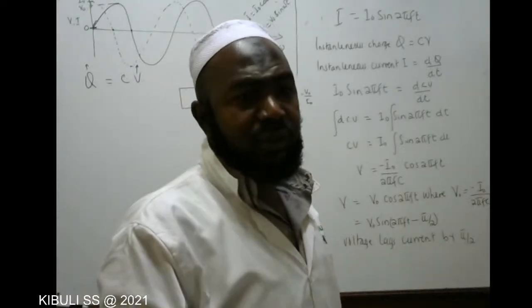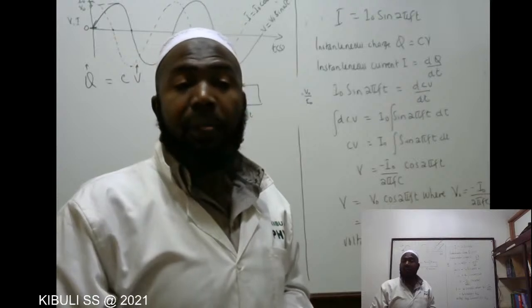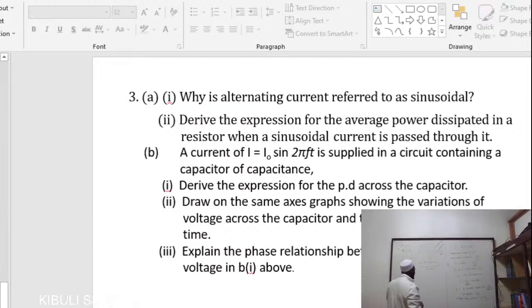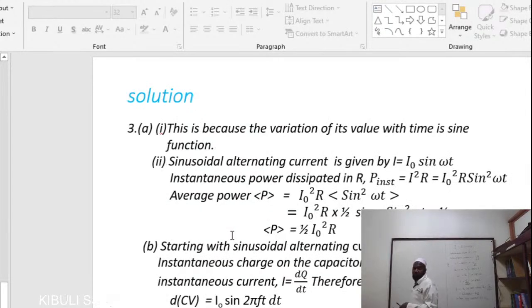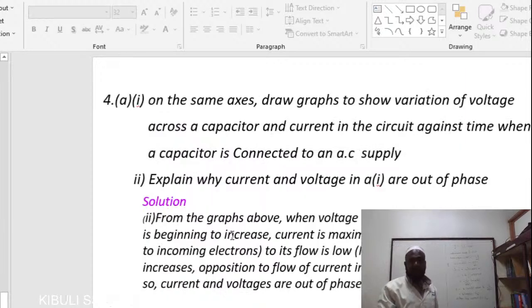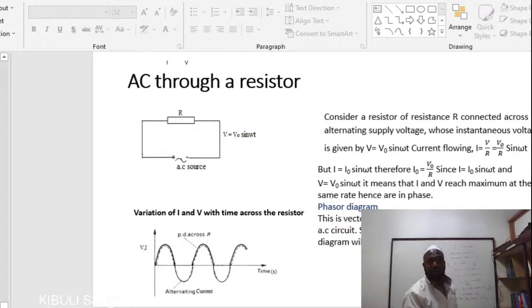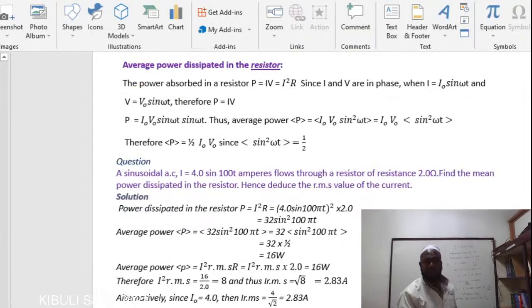So what we want to handle today is power in a capacitor. Average power dissipated in a capacitor.